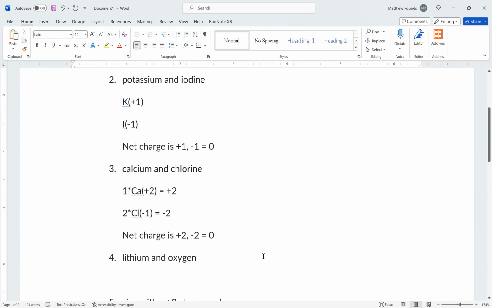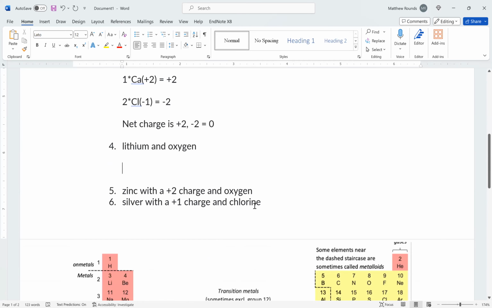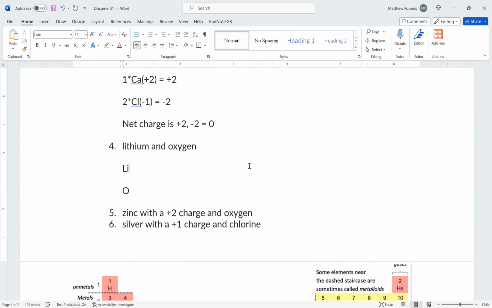All right, let's keep going here with lithium and oxygen. Do the same thing. Let's just do the lithium and oxygen and then we'll stop. Lithium is number 3. It's in column 1. It has a +1 charge. Lithium is Li.